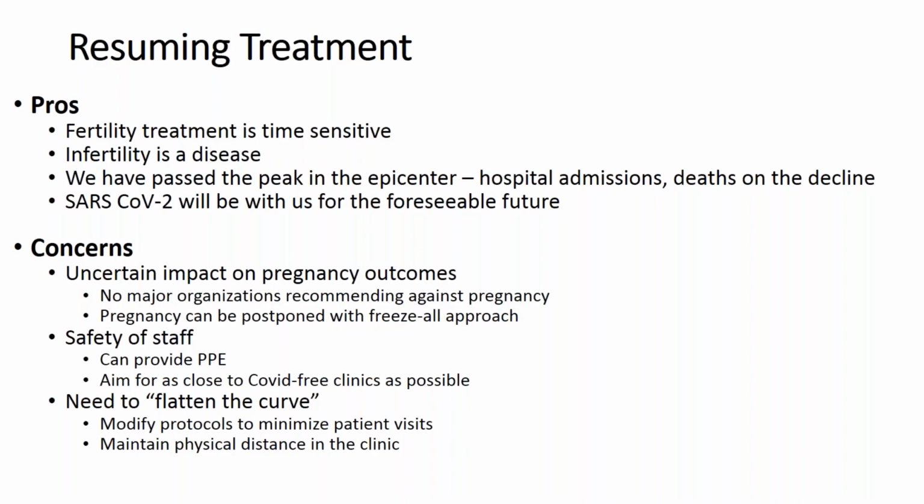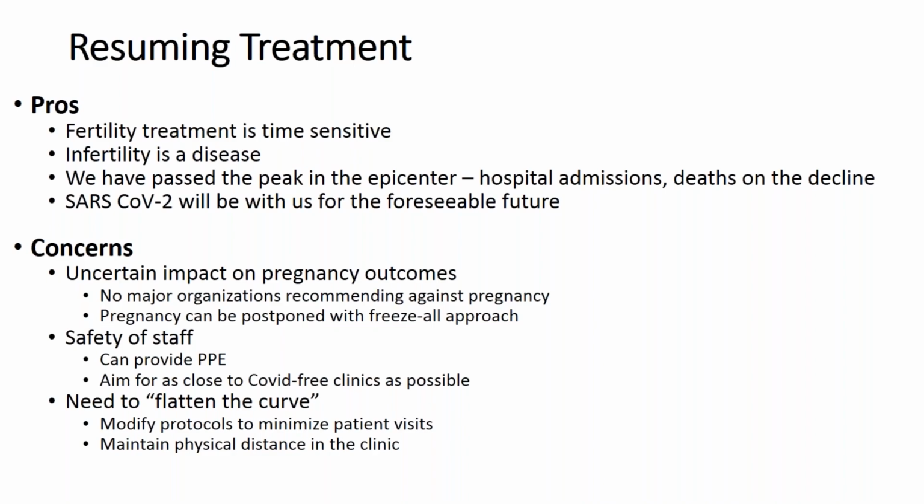The concerns are uncertain what the impact on pregnancy is. Again, no major organizations are recommending against pregnancy, but we won't know the full effect for a long time, although we're continuing to learn more and more, especially for later term exposure. We can, however, postpone pregnancy while still preserving options with the freeze-all approach. So it may be reasonable to reinitiate care first for freeze-all in those patients at most risk for a delay, the older, diminished ovarian reserve patients.